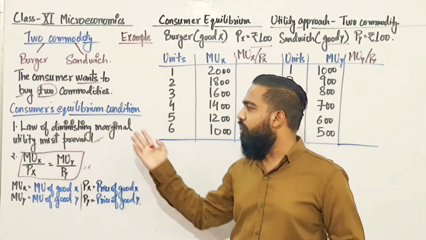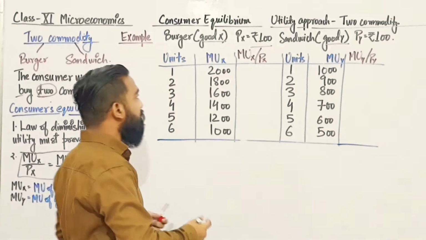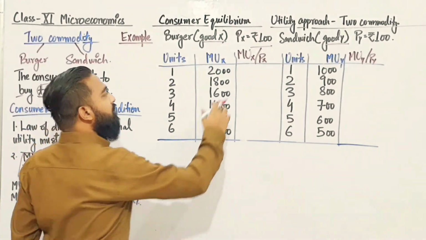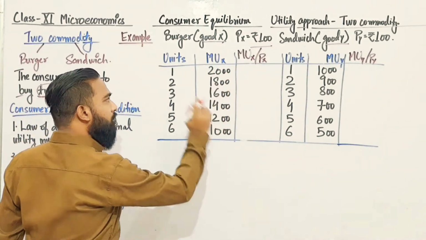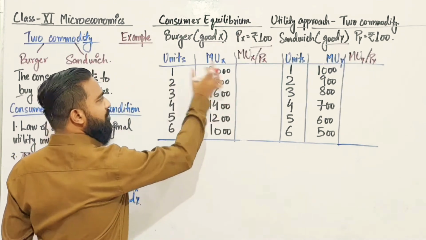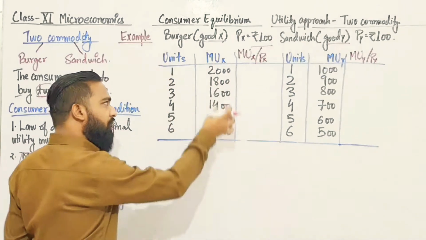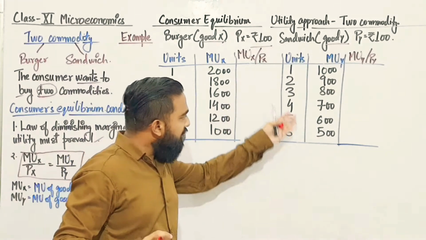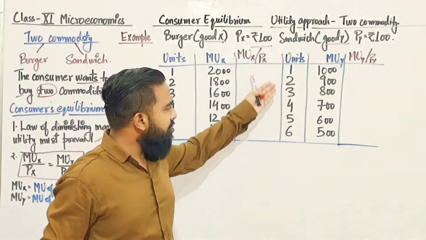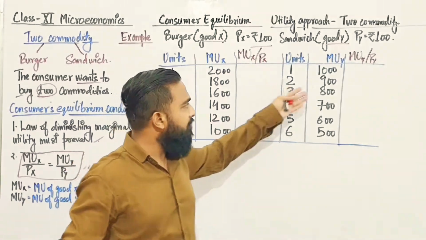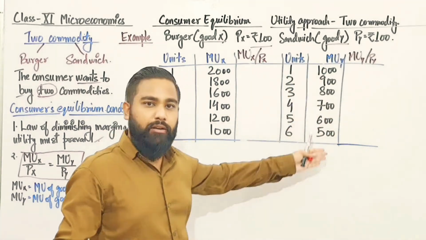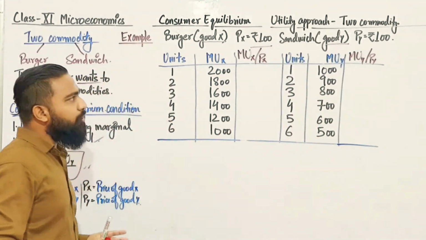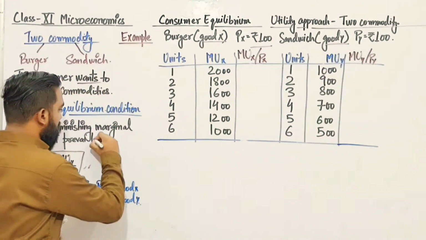The first condition was that the law of diminishing marginal utility must be there. See, as I am increasing the units of the commodity one by one, the marginal utility of this commodity is decreasing. First, it was giving me 2000, then 1800, then 1600, 1400, 1200, and 1000. See, it is decreasing. Here also, in the case of sandwich, as I am increasing the units of sandwich one by one, the marginal utility tends to decrease, from 1000, 900, 800, 700. So we have to satisfy both conditions. The first condition is being satisfied.